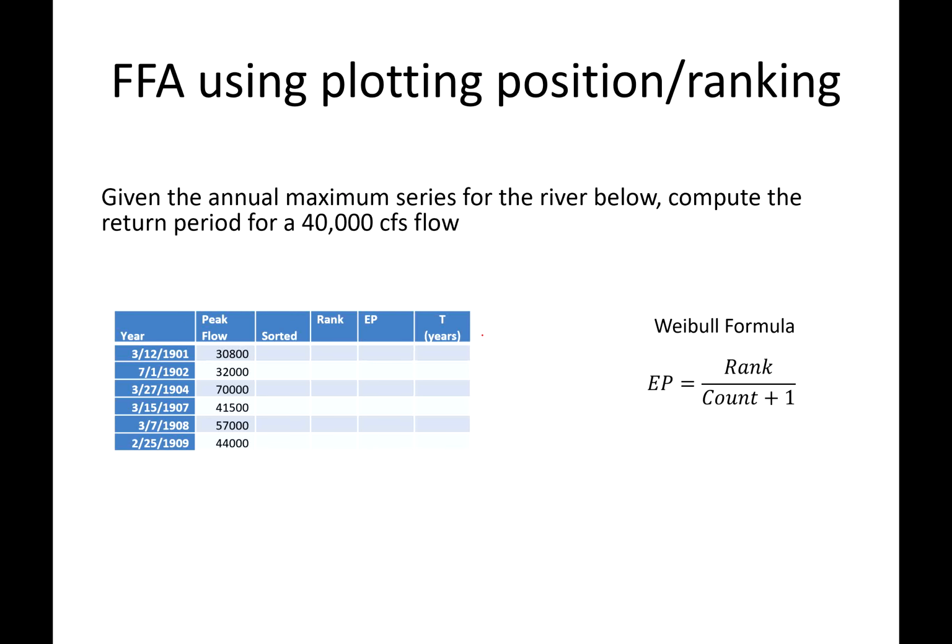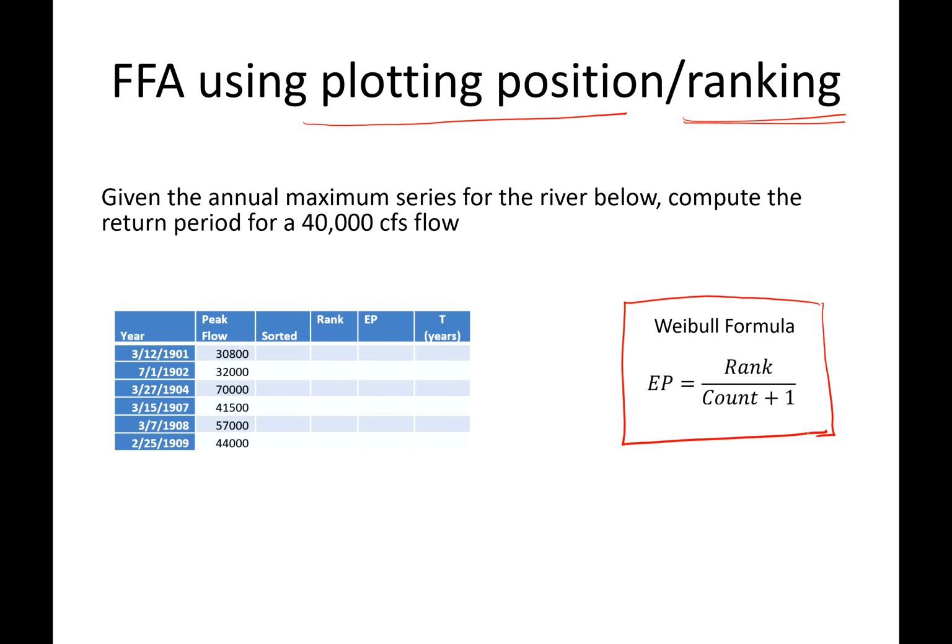Another way to do flood frequency analysis when you have data is by using this plotting position, or some people may just call this ranking of data. So I will just show you a small example here on this slide. In this case, we are using the Weibull formula to calculate the rank. The Weibull formula says that exceedance probability is equal to rank divided by the number of data points plus 1. So this is the data that is available to us. As I said, I'm just using a small sample here to show you the method.